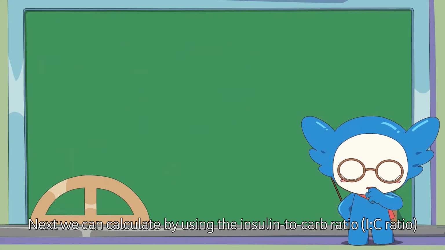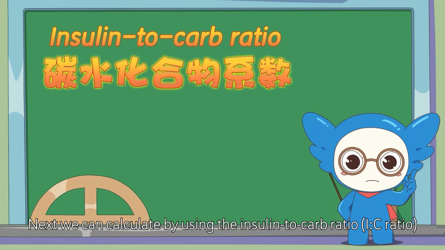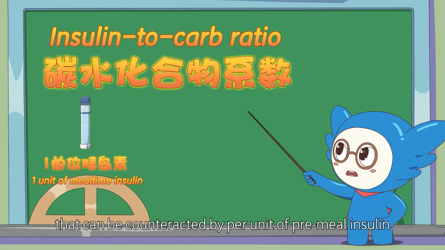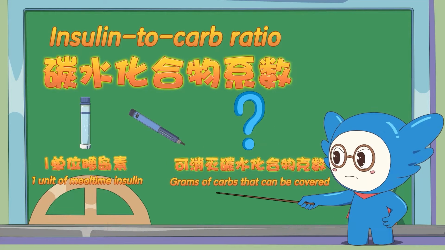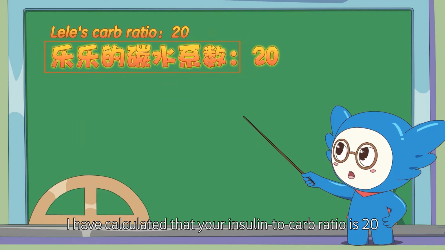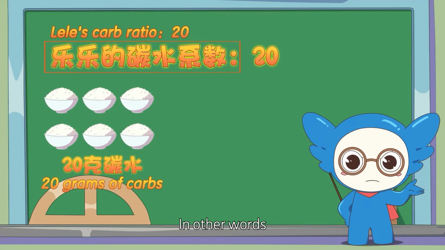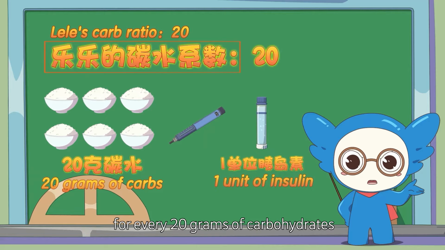Next, we can calculate by using the insulin-to-carb ratio, IC ratio, which means the number of grams of carbohydrates that can be counteracted by per unit of pre-meal insulin. I have calculated that your insulin-to-carb ratio is 20. In other words, you need to take 1 unit of fast-acting insulin for every 20 grams of carbohydrates to maintain a stable blood sugar level.